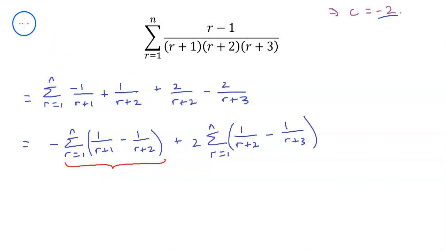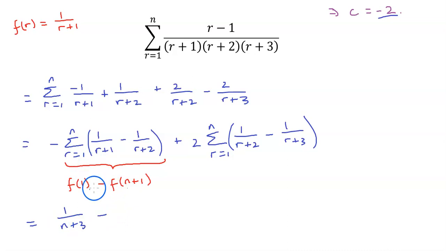In this situation here, our function is clearly f of r equals 1 divided by (r plus 1). And so this thing is equal to f of 1 minus f of (n plus 1). And then including the negative, the whole thing becomes f of (n plus 1) minus f of 1, which is 1 divided by (n plus 2), and then minus f of 1, so 1 divided by 2. Okay, on to the next part.